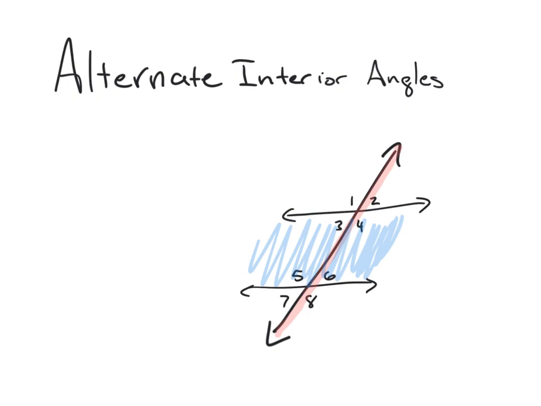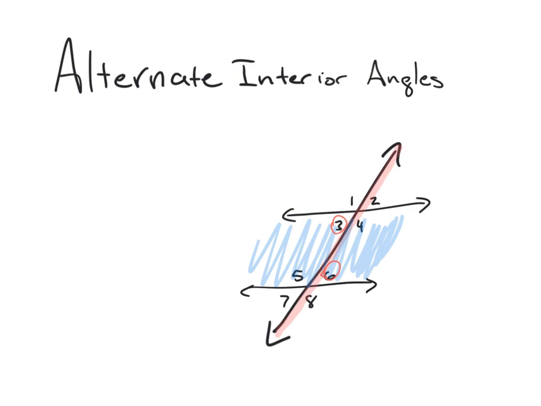Alternate interior would be one angle from one intersection, and the other angle has to be alternate. Okay, so it has to be on the opposite sides of the transversal, and it has to be interior, so it still has to be in that blue region, so that would make it 6. They're on alternate sides of the transversal. They're in between the two lines intersected.